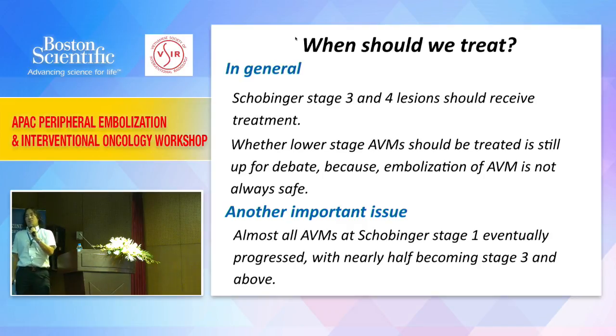But another important issue is that almost all AVMs at Schobinger stage 1 eventually progress, with nearly half of them becoming stage 3 and above. And moreover, stage 1 and stage 2 are easier to treat compared to stage 3 or 4. So it's open for consideration when we treat the AVM.